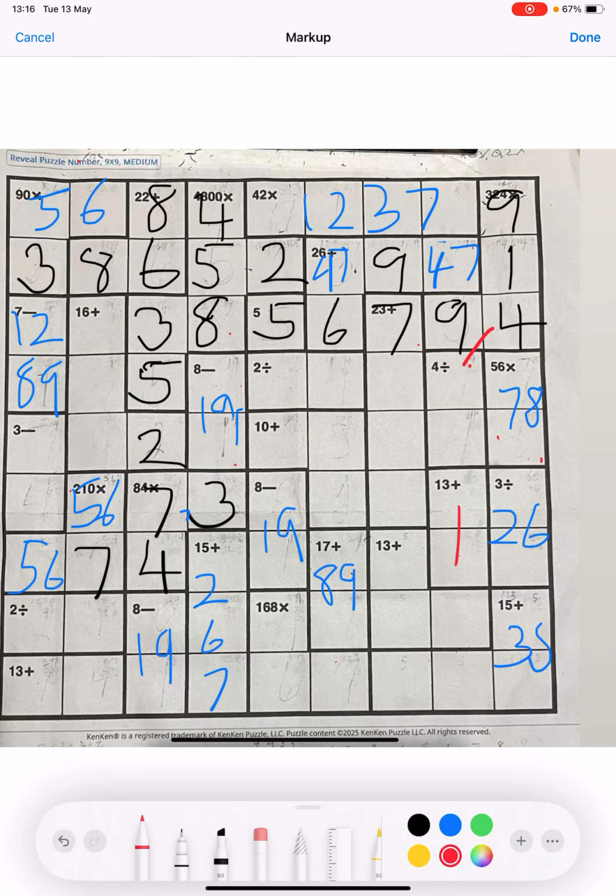My 13 cage here, I've got a 9 in the column and I've got 7 in each row. So it can't be 9 plus 4, it can't be 7 plus 6. It only leaves 5 plus 8 for this 13.